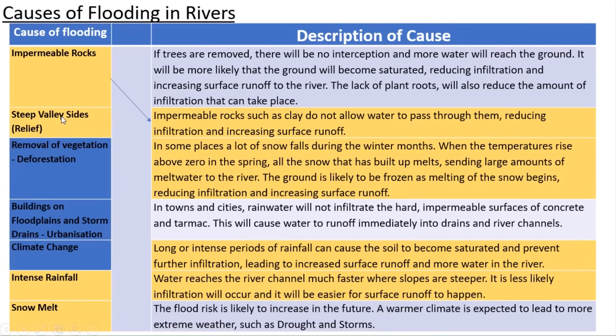Once you've named it, that's worth 1 mark out of maybe 3 or 4. You've then got to be able to describe how it causes flooding to get the extra marks. So impermeable rocks, such as clay, do not allow water to pass through them, so you'd get the mark for impermeable rocks. Mentioning clay might get you a 2nd mark, but not sure. But by saying what impermeable rocks are, that they don't allow water to pass through them, that's 2 marks. Reducing infiltration and increasing surface runoff is either 3 or 4 marks. So you can see how you can explain these to get to flooding and get good marks there.